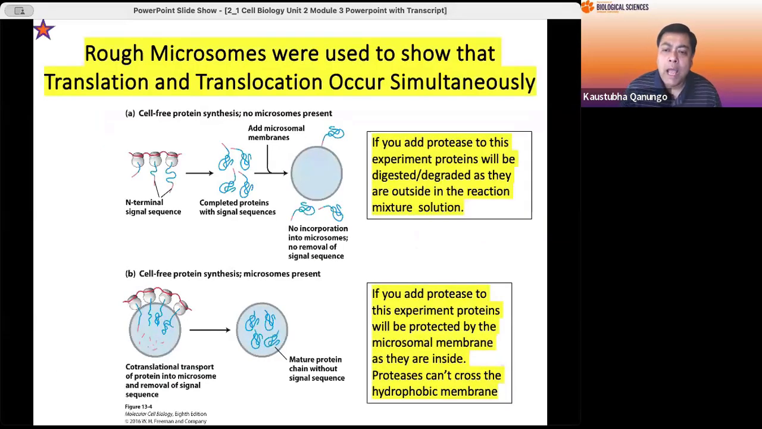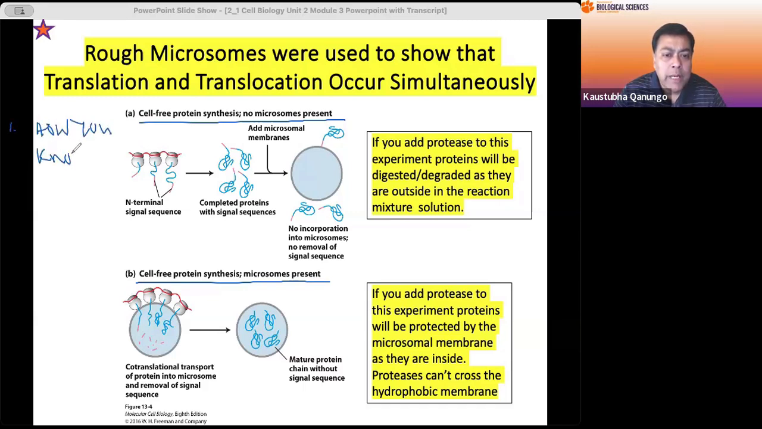All right. So after that, we are going into a protein, and here we are asking two questions. The number one question is about cell-free protein synthesis with no microsome present, and cell-free protein synthesis with microsomes present. First of all, how do you know that the proteins are really inside? We know that there is some signal involved, but how do you know that the proteins are not really sticking onto the outside?